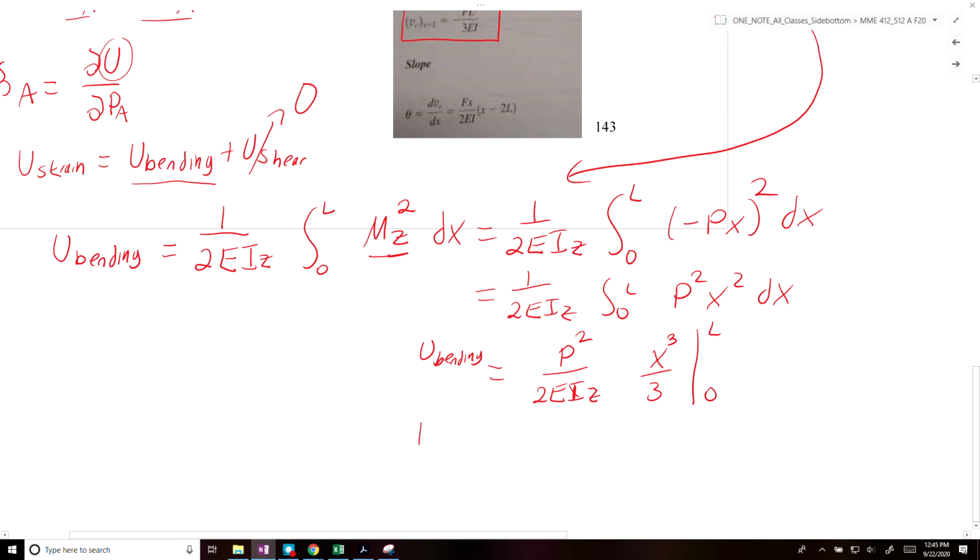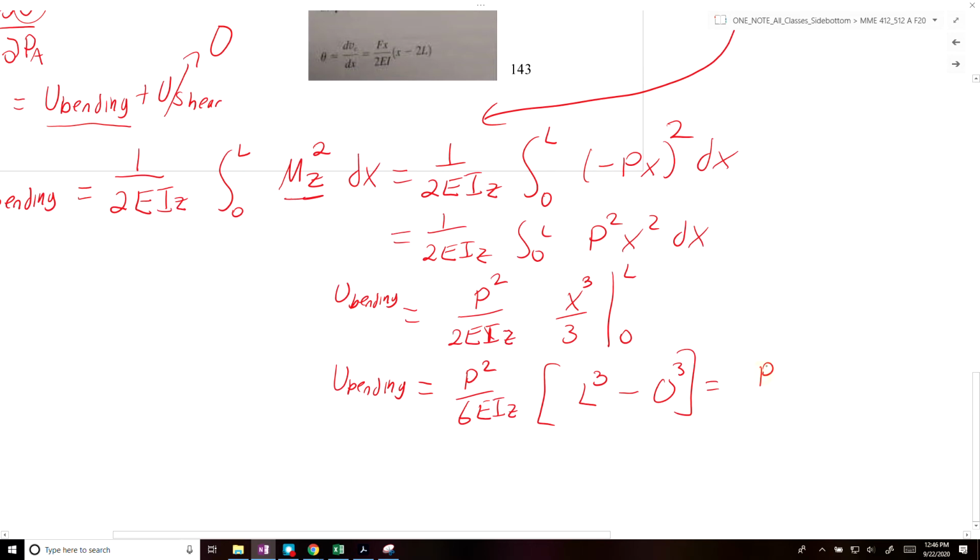If we plug in from L to 0, we end up getting P squared over 6 E I z. When x is equal to L, we get L cubed, and when x is equal to 0, we get 0 cubed. So our final answer is P squared times L cubed over 6 E I z. Okay, so that's our first step.